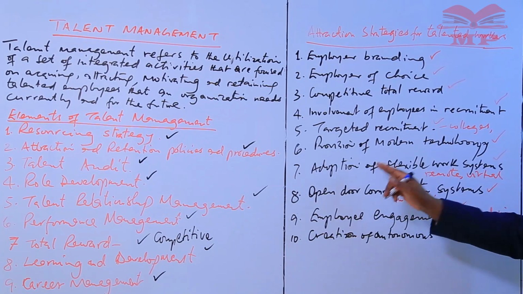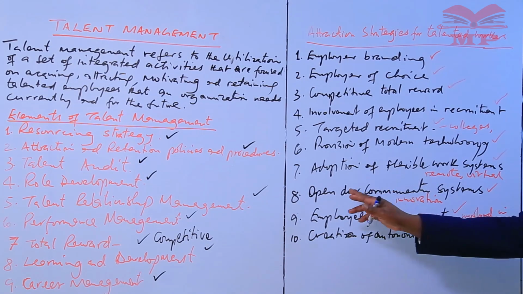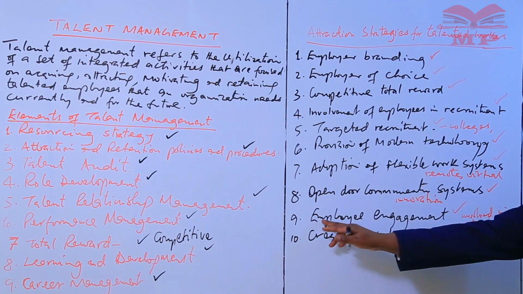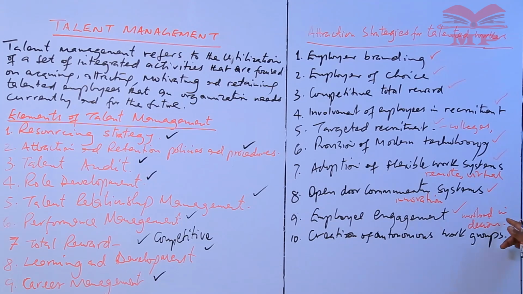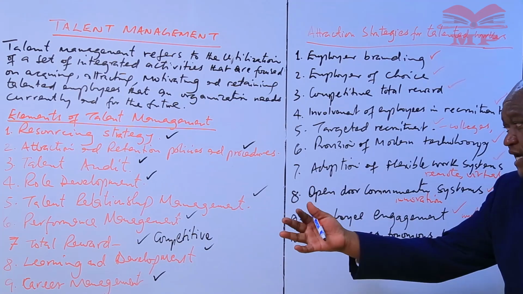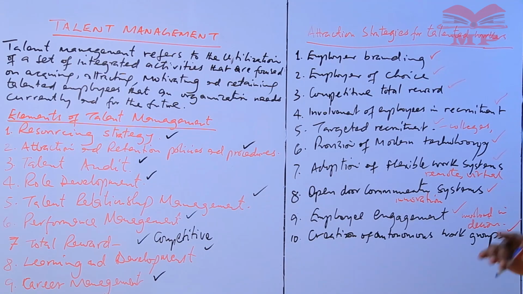Number 7, adoption of flexible working systems, for example, virtually or working from home. Number 8, adopting an open door communication system where employees can come in with innovative ways of how to do things. Number 9, employee engagement, where employees are involved in decision making. And number 10, creation of autonomous work groups. These are some of the strategies organizations can put in place in the short term and in the long term to be able to attract and retain talented, best caliber workers.